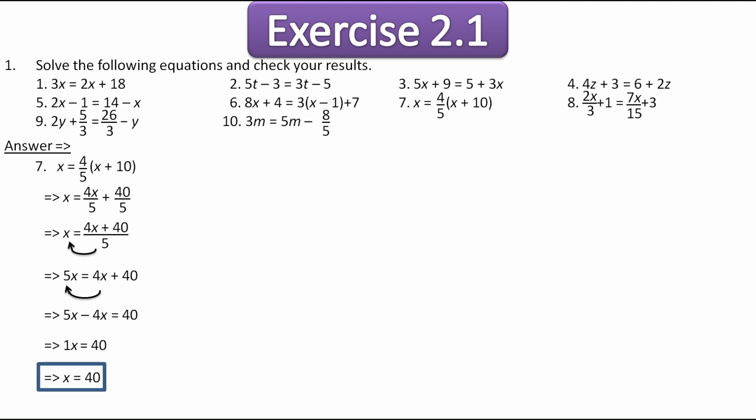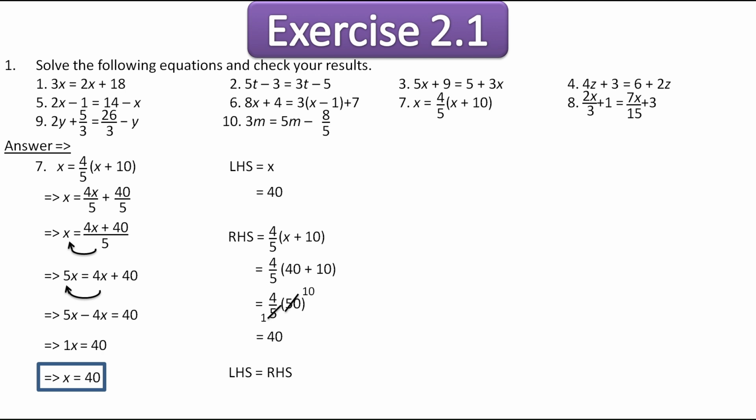Now let's put the value of x in the left hand side. We have only x on the left hand side, that means LHS is equal to 40. Now let's take the RHS part, that is 4 upon 5 in the bracket x plus 10. Let's put the value of x, 40, in the equation. So 4 upon 5 in the bracket 40 plus 10. Now 40 plus 10 is 50. So 4 upon 5 into 50. So here 5 ones are 5 and 5 tens are 50. So 10 fours are 40. Therefore we got RHS is equal to 40. Therefore LHS is equal to RHS. That means our solution is correct.